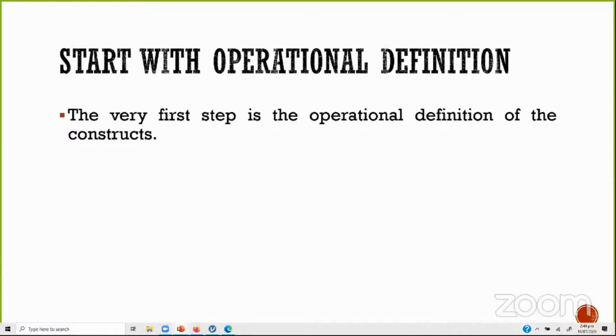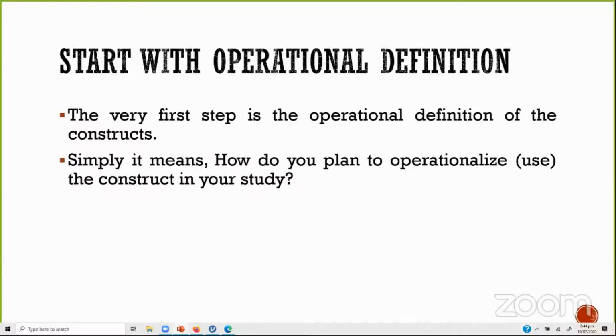So the very first step, operational definition. Simply, how do you plan to operationalize and use the construct in your study? If I am going for university social responsibility, I cannot go for any definition of social responsibility. I cannot go for definitions of business social responsibility. I cannot go for definitions of corporate social responsibility. I might not be able to go for definitions of sustainability. Sometimes sustainability is used interchangeably with corporate social responsibility. So look for definitions that fit your context.